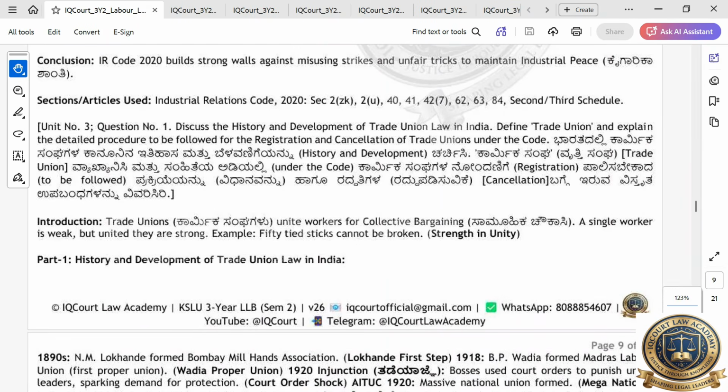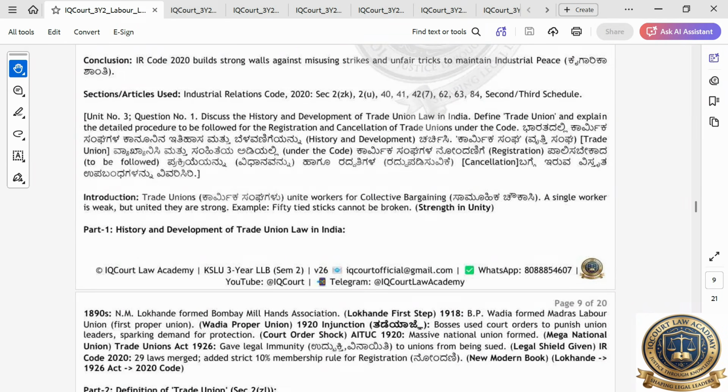Discuss the history and development of trade union law in India. Define trade union. Explain the detailed procedure to be followed for registration and cancellation of trade union.